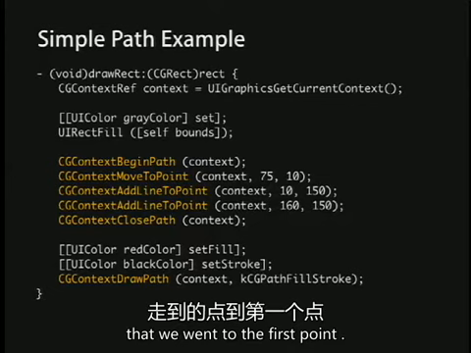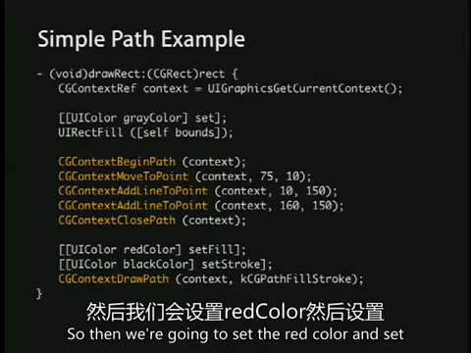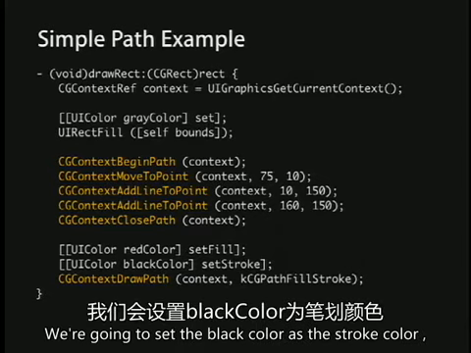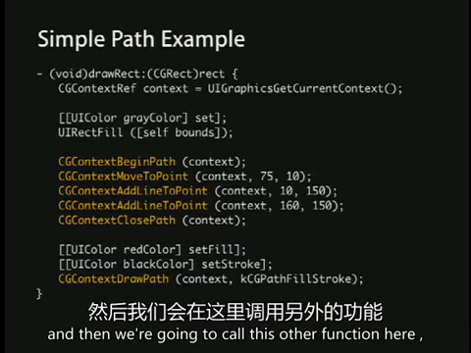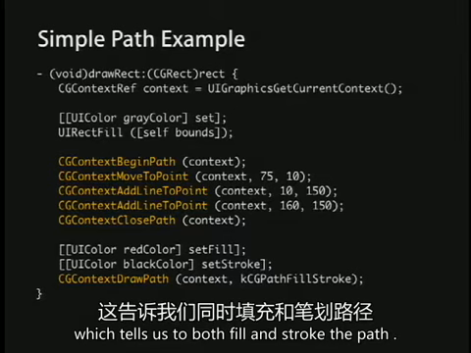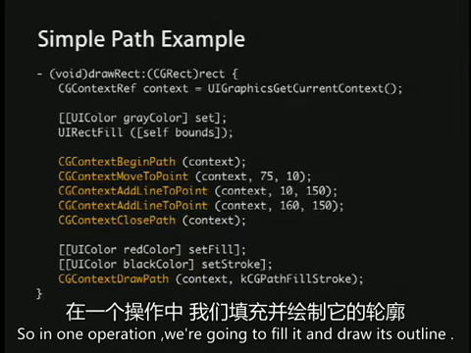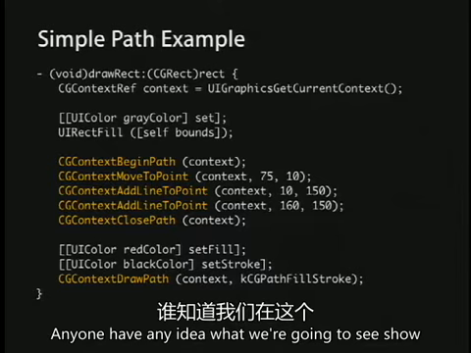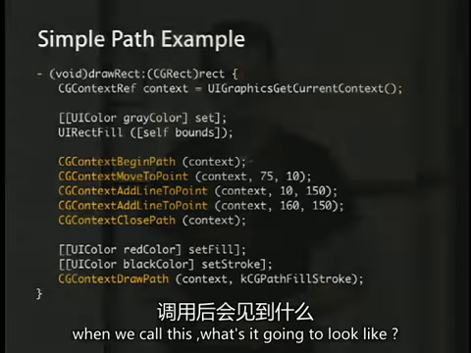Then we're going to set the red color and set that as the fill color. We're going to set the black color as the stroke color, and then we're going to call this other function here, CGContextDrawPath, with the option kCGPathFillStroke, which tells it to both fill and stroke the path. So in one operation, we're going to fill it and draw its outline. Anyone have any idea what we're going to see show up when we call this? What's it going to look like?